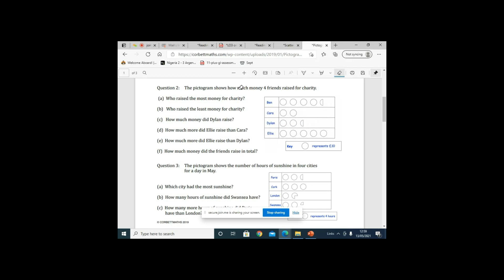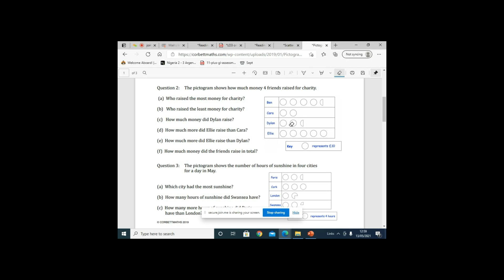So how much more money did Ellen raise than Kara? Okay, 10, 20, 30, 40, 50. No, Ellen than Kara. This is Kara, and this is Ellen. So you have to know how much is Ellen and how much is Kara, then take it away. Yeah, 30 pounds.